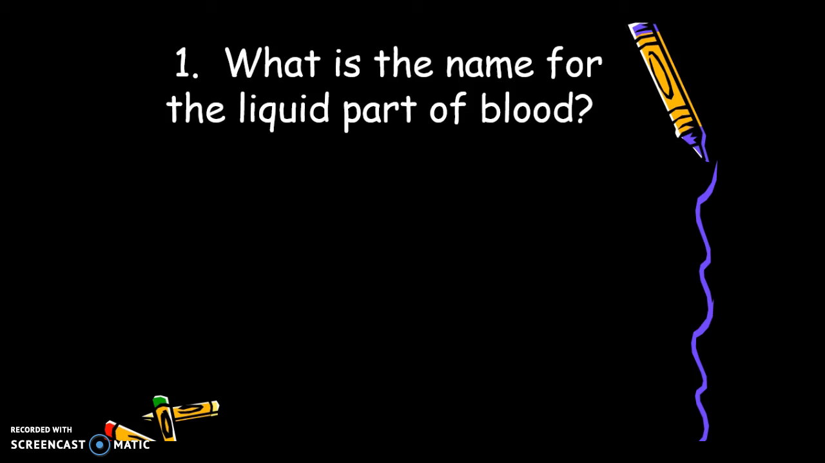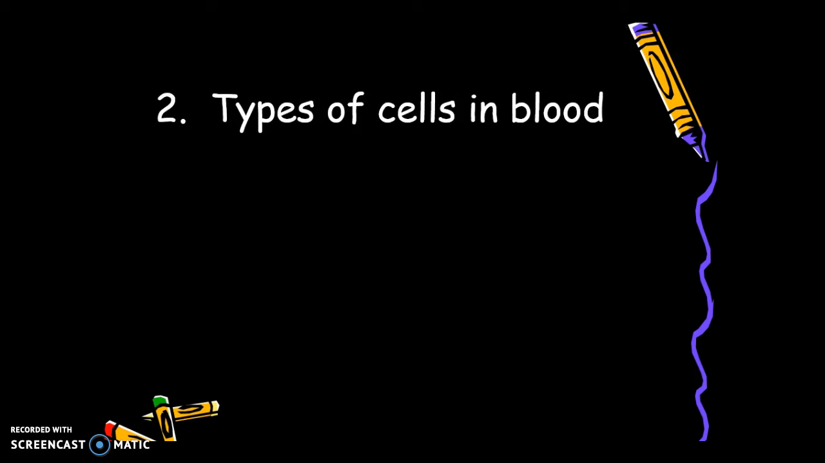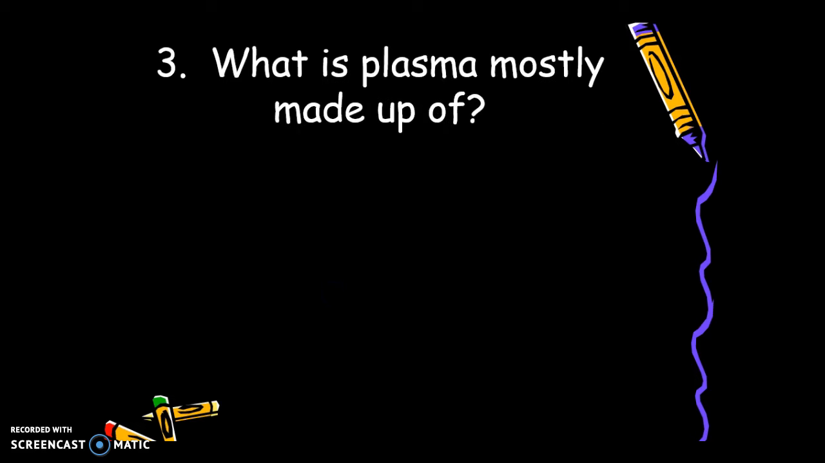So on page 62, number 1, what is the name of the liquid part of the blood? It is the plasma. Types of cells in your blood. So you have a concept map here, and they have red blood cells filled in, and the other types of cells in your blood is platelets and white blood cells. You don't include plasma here because plasma isn't cells, it's water, mostly water. What is plasma mostly made of? I just told you that. It's water, so that's number 3.